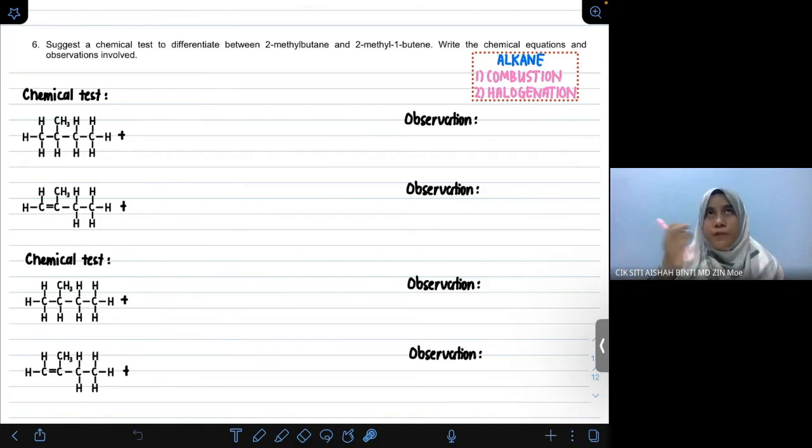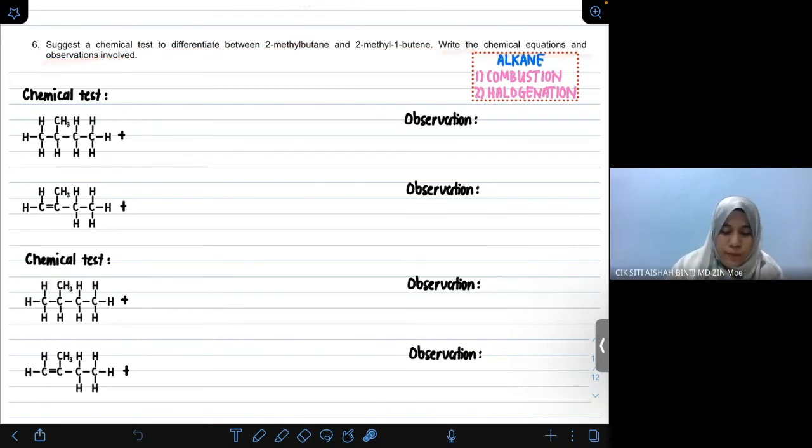Question number 5 is straightforward. This one we also want to do. Okay, question number 6. Here, suggest a chemical test to differentiate between 2-methyl butane and 2-methyl 1-butene. Okay, is this correct, Miss? Yes, it's correct. Okay, so write the chemical equation and observation involved.